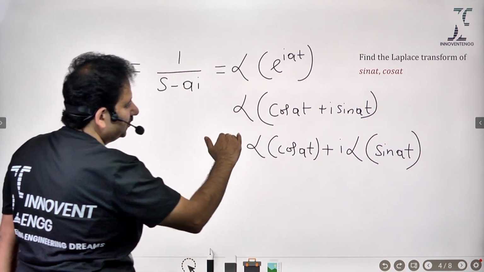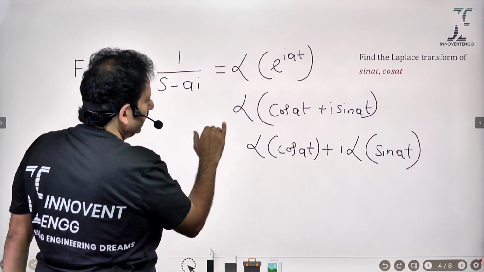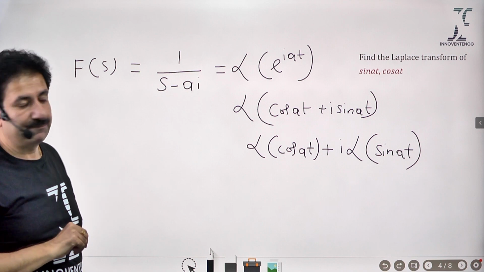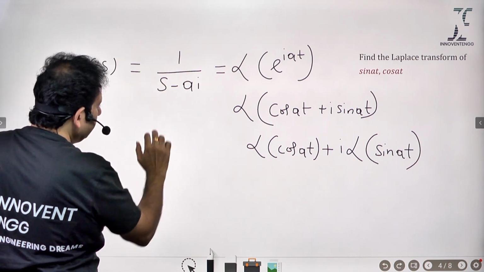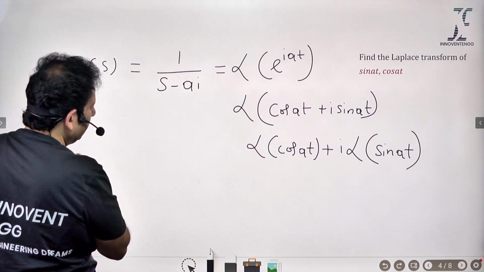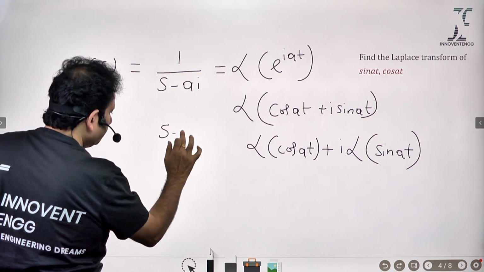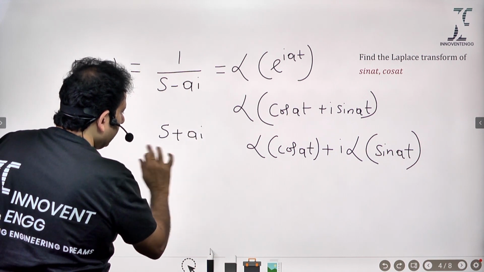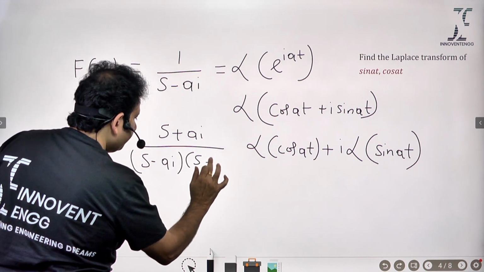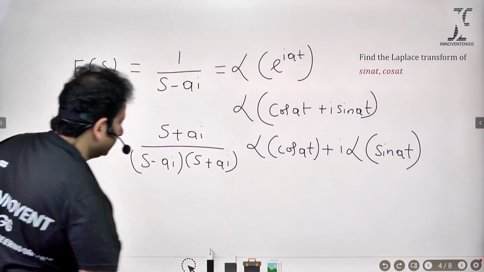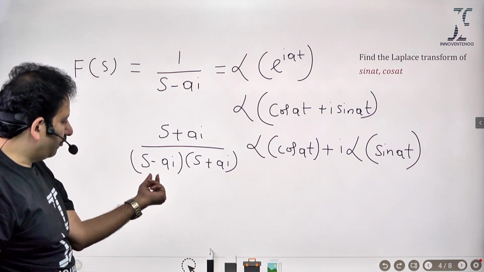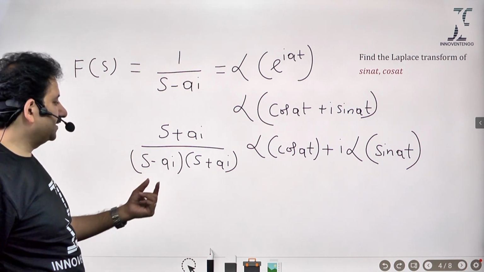How did I do it? I used the principle of linearity, because it's a linear operator, so each term can be operated independently, right? So now if I simplify this, if I rationalize this, I would be multiplying this by its conjugate. So what happens? You get s plus ai, and here also you are going to multiply by s plus ai, so that you have mathematical status quo. But when you multiply a complex number by its conjugate, what happens? You get a real number, right? That is the beauty of complex numbers.